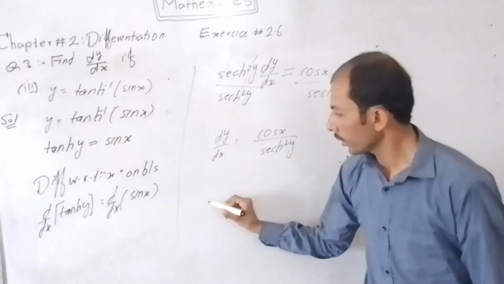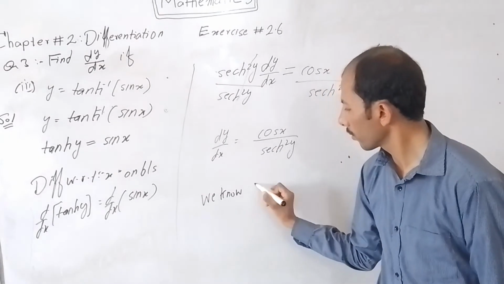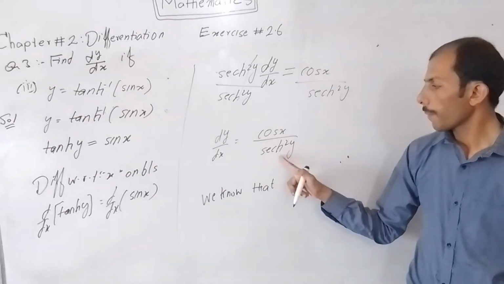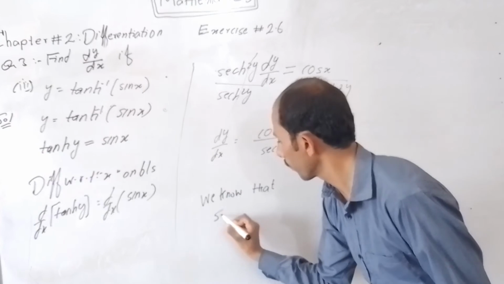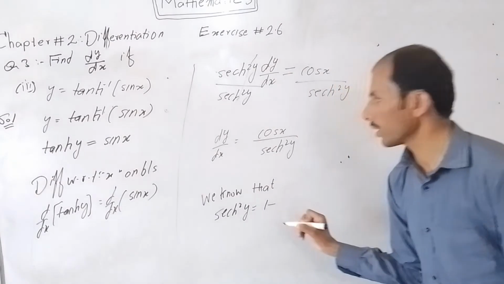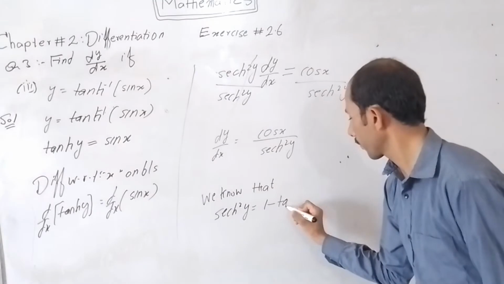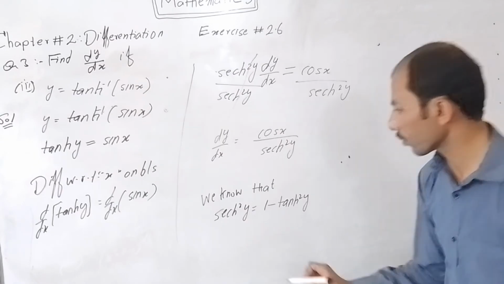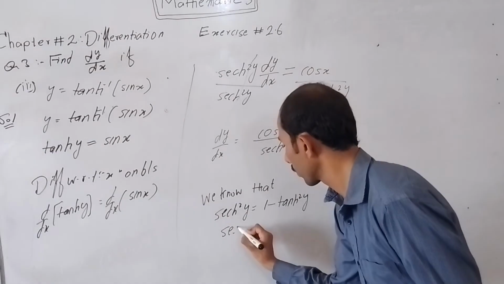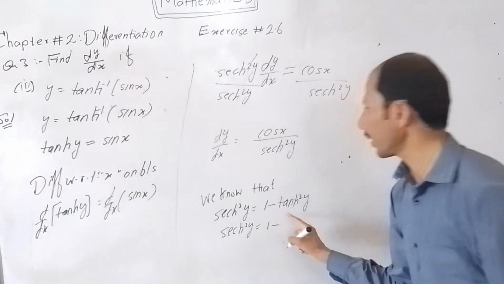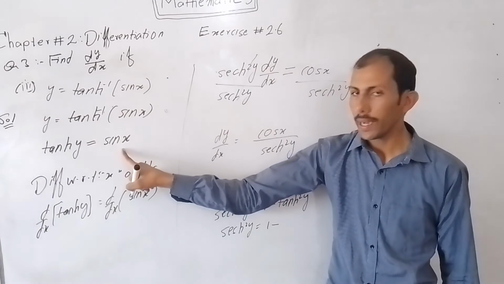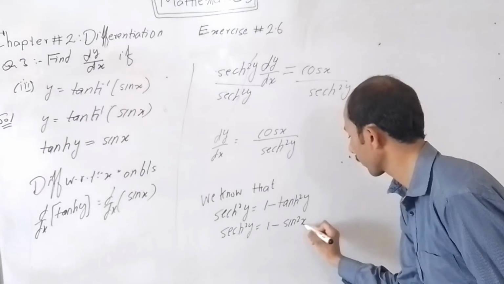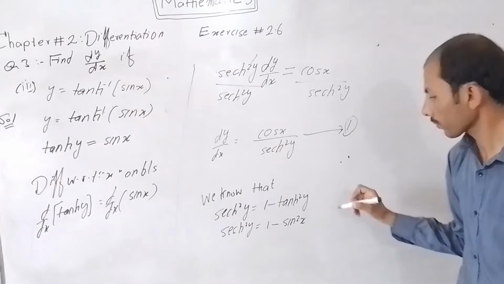Next, we know that secant hyperbolic square y is equal to 1 minus tan hyperbolic square y. Secant hyperbolic square y is equal to 1 minus tan hyperbolic square y, where tan hyperbolic y is equal to sine x, so it is 1 minus sine square x. Call this equation 1.